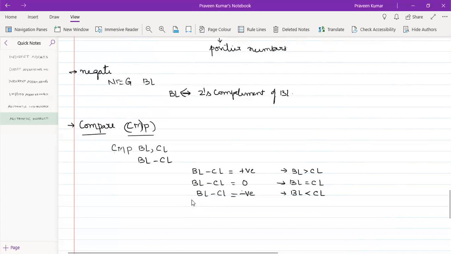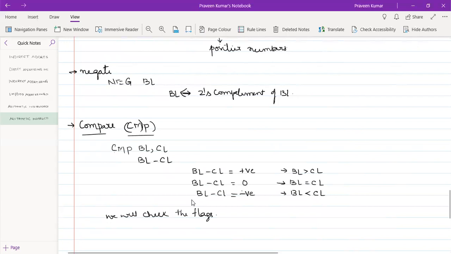We already discussed that after doing the subtraction, the result will not be stored anywhere. So how can I check which is the greatest number, which is the smallest number, or whether the two values are equal or not? For this, we'll check the flags. After doing the comparison, we'll check the flags. Will we check all the flags or only a few flags?